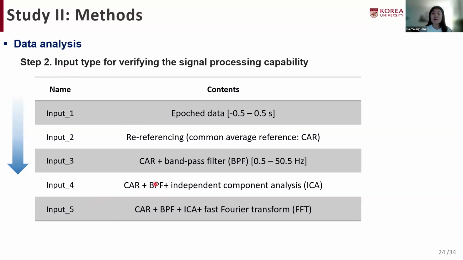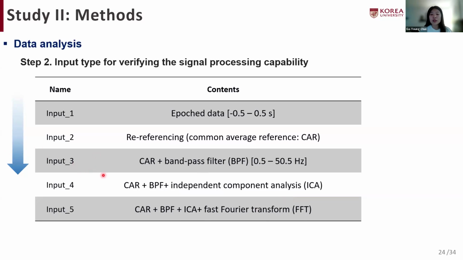So we tested 5 different types of input values, each progressively refined from the previous stage. For example, in the case of input 5, this input is exactly the same as in the previous study. We applied common average reference, bandpass filtering, ICA, and extracted the power spectral density of gamma frequency bands as features using FFT, as it was identified as the optimal feature in our previous result. And in the case of input 4, we only applied the pre-processing from CAR to ICA without the feature extraction steps. So it means we are just using the time series data as the input of the models.